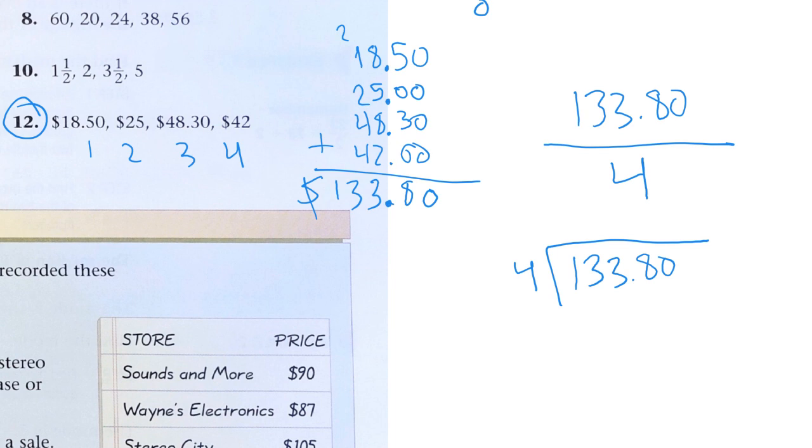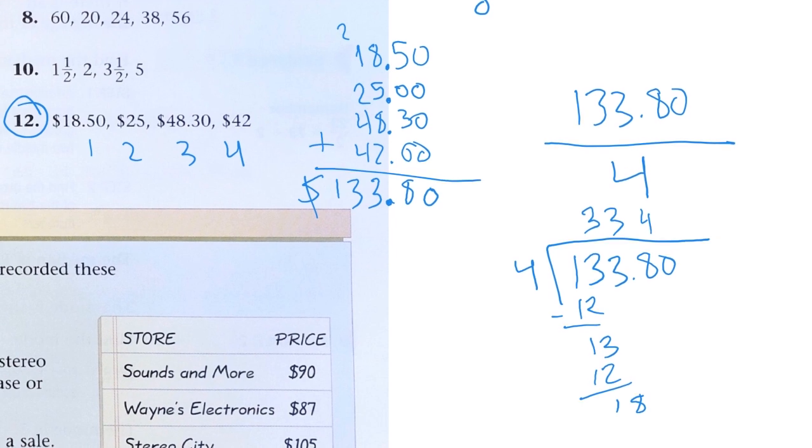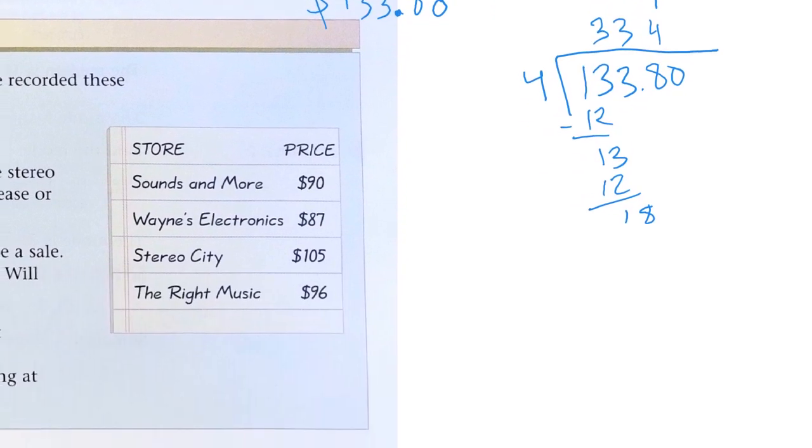So 4 goes into 13. What is that? 3 times. Bring the 8 down. 4 times. Running out of space. Bring the 0, 5 times. All right, now move the decimal up. So the mean average of those 4 prices is $33.45. So that's how we can work out some averages.